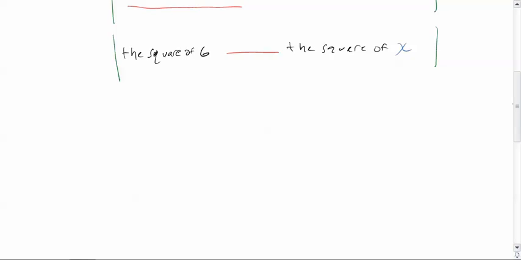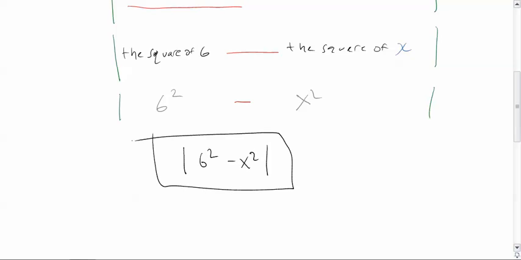Okay, now that you've had a chance to pause the video, let's finish this. We have the absolute value of the square of 6, which is just 6 squared, minus the square of x, which is just x squared. So if we put this together, we have the absolute value of 6 squared minus x squared. And that is our expression.